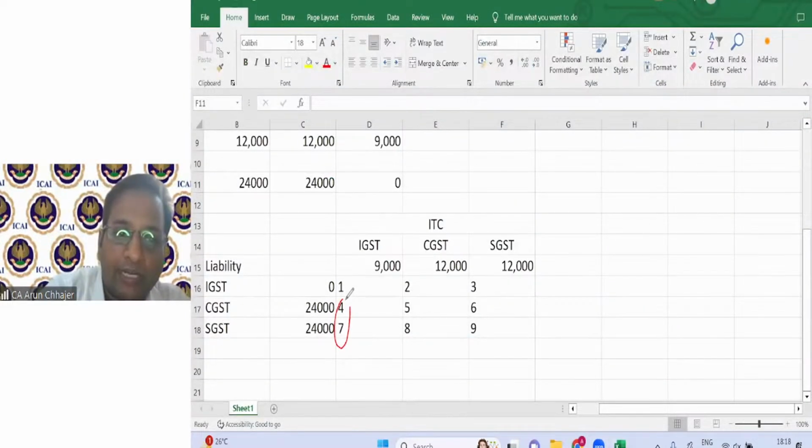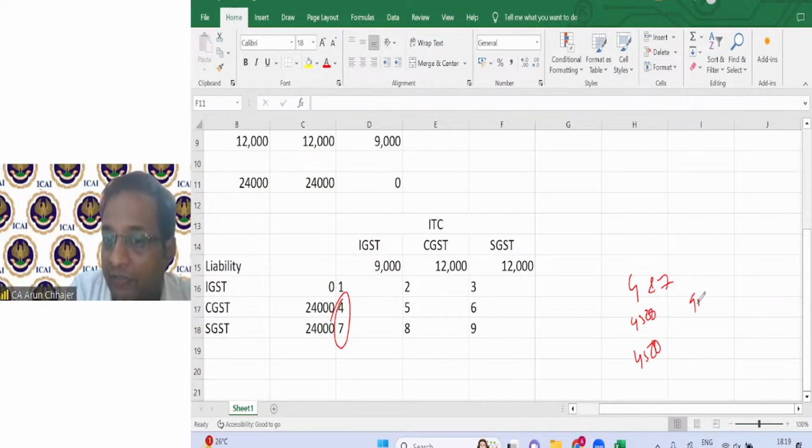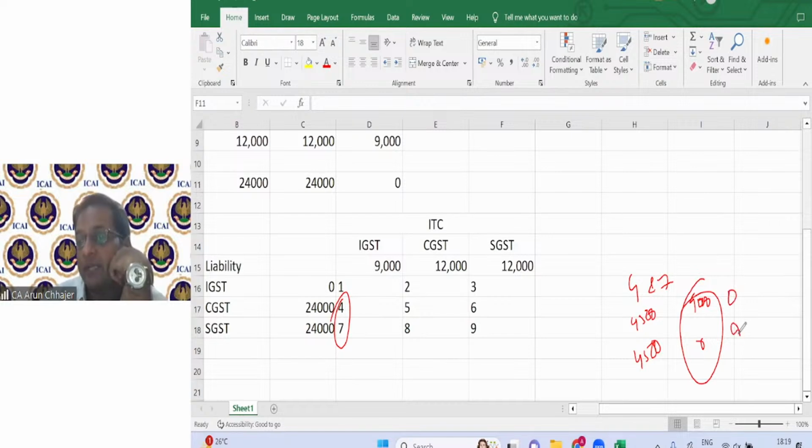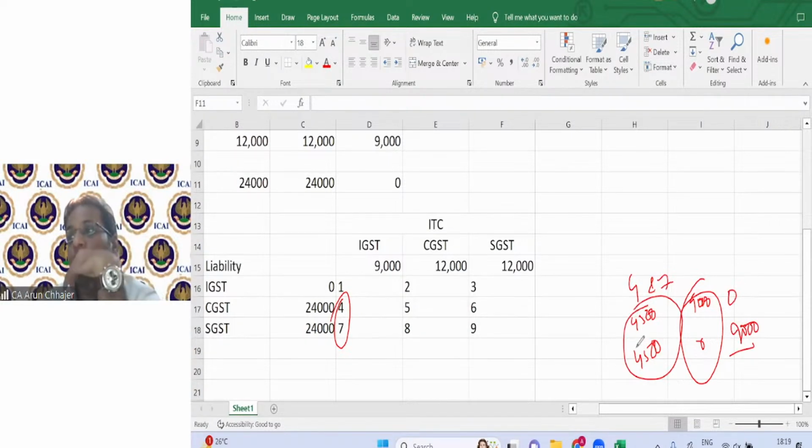First amount I have to write here 4 and 7. क्या 4 and 7 में 4,500 देना कंपल्सरी है और आई कैन गिव 9,000 और 0? Can I give in this manner or can I give in this manner? Or I have to compulsory give 4,500, 4,500?